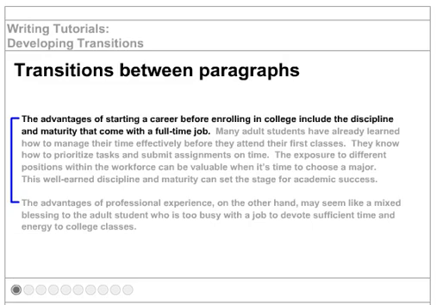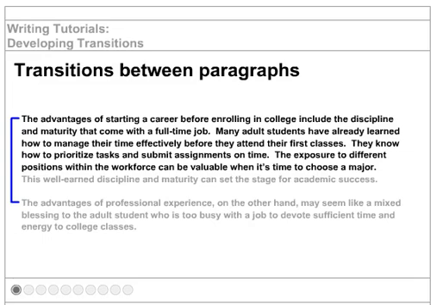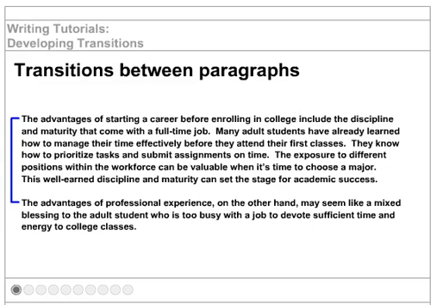The advantages of starting a career before enrolling in college include the discipline and maturity that come with a full-time job. Many adult students have already learned how to manage their time effectively before they attend their first classes. They know how to prioritize tasks and submit assignments on time. The exposure to different positions within the workforce can be valuable when it's time to choose a major. This well-earned discipline and maturity can set the stage for academic success. The advantages of professional experience, on the other hand, may seem like a mixed blessing to the adult student who is too busy with a job to devote sufficient time and energy to college classes.